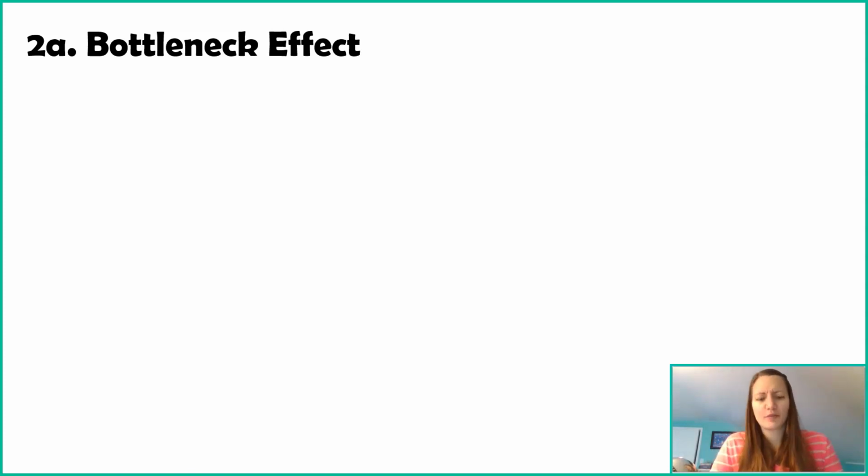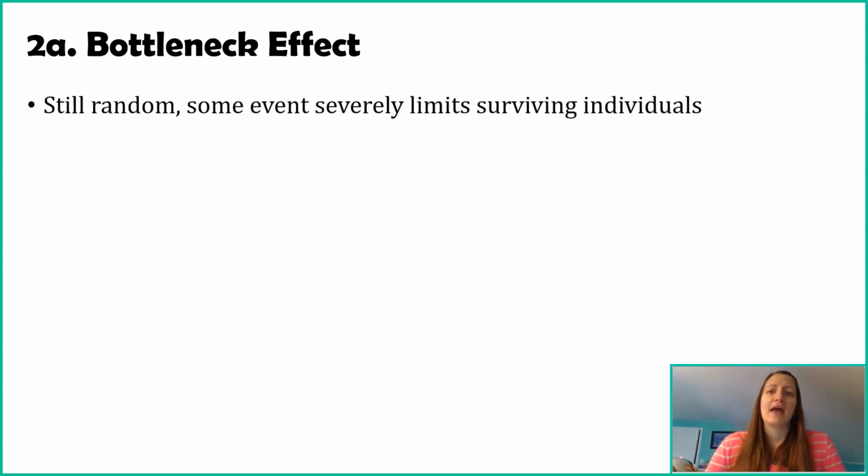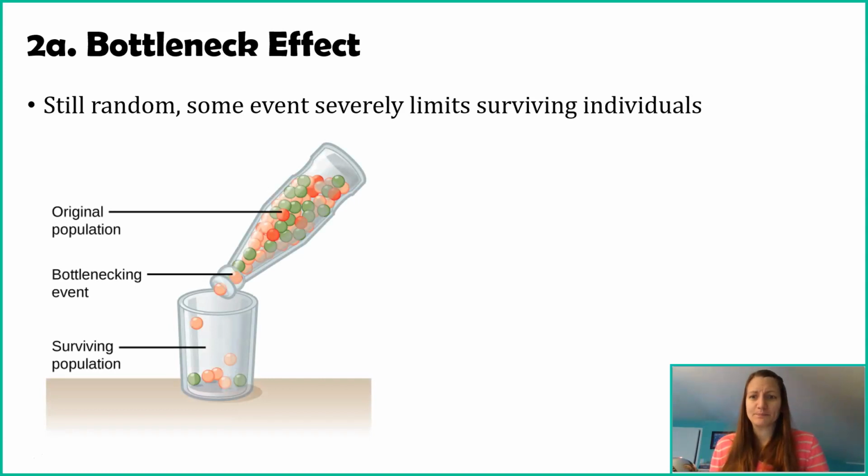The first one we're going to explore is the bottleneck effect. The bottleneck effect is still a type of genetic drift. So it is still random chance, but the reason it's random chance is related to surviving individuals. This is going to make more sense as I talk about the example.